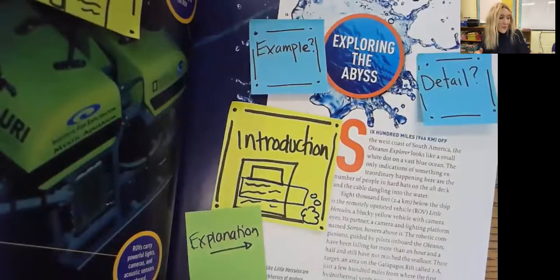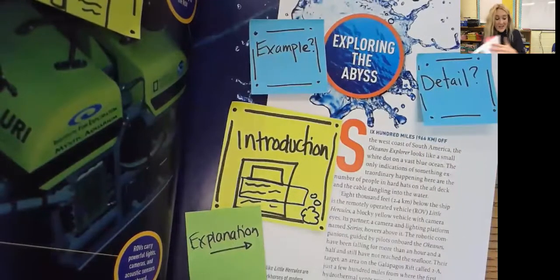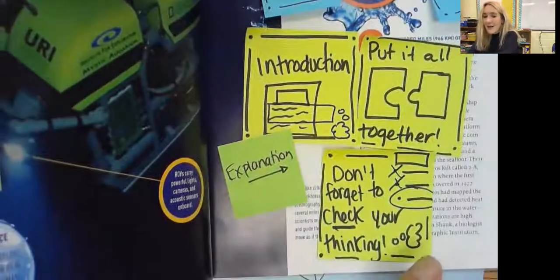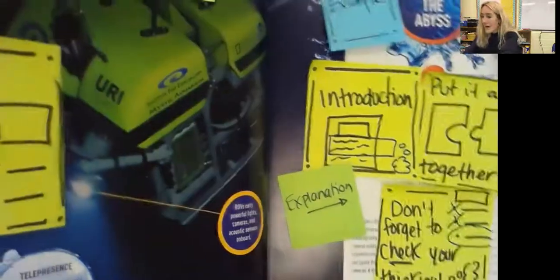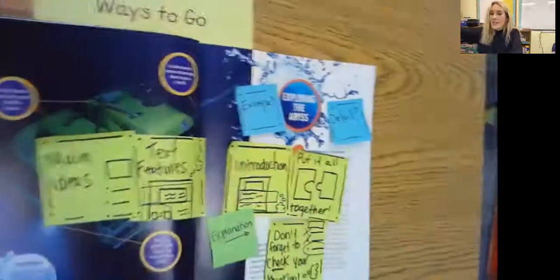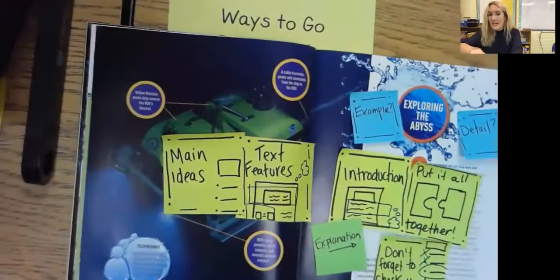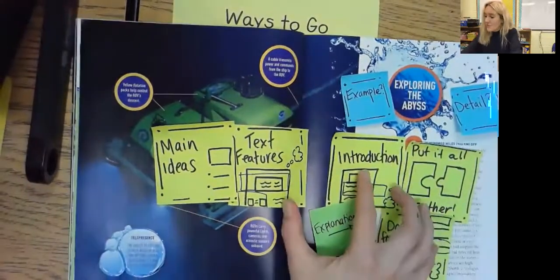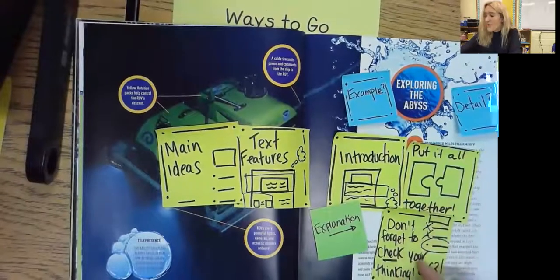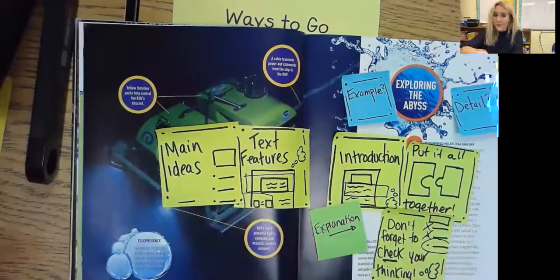You probably remember from our last bend that you don't want to just stop there. You want to keep reading on, putting all the parts together, and also checking back as you go, making sure your thinking still works. So when you go off today, I hope that you do the same work, looking for main ideas by studying text features, introductions of parts, and then putting what you think all together, and then checking back on your thinking to make sure that it still holds true.